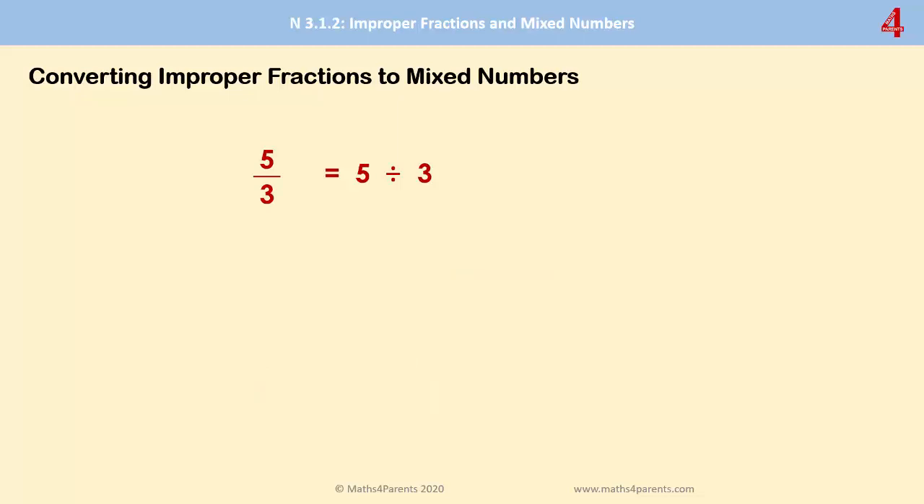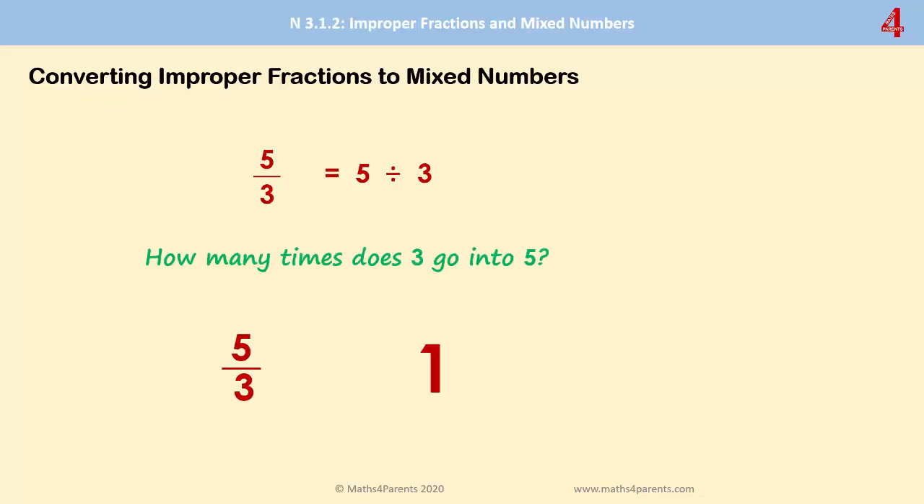5/3, that's the same as saying 5 divided by 3. How many times does 3 go into 5? It'll go in once, so 3 lots of 1/3 is a whole one. How many thirds are left? Well, we've taken away 3 from 5, so that leaves us with 2, 1 2/3.